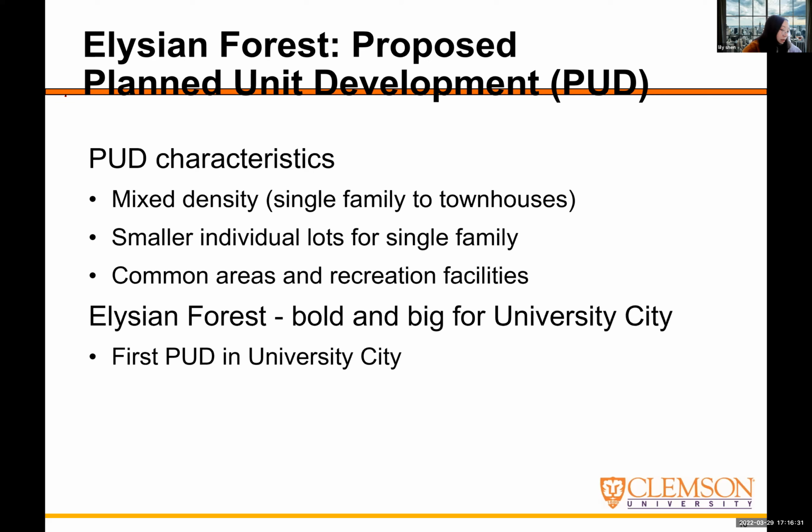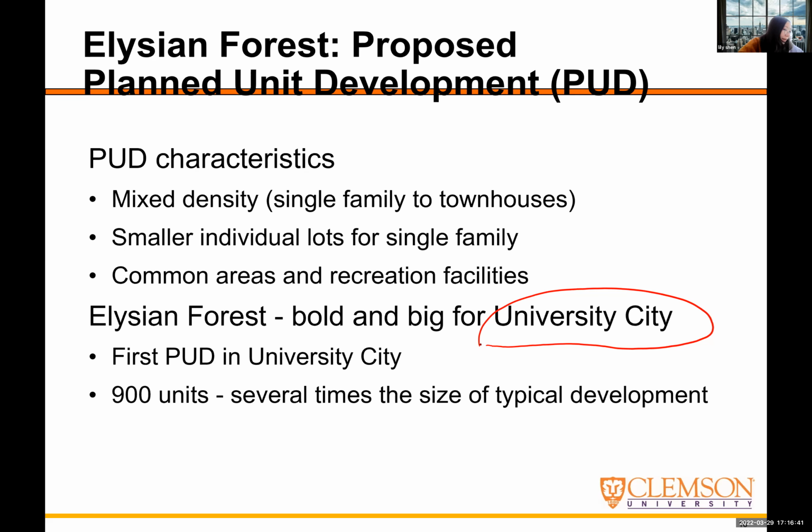Okay, so the location is in University City. It's bold and big, and the setup is similar to Clemson. So Elysian Forest is the first planned unit development in University City. It has 900 units. The typical development for that town, based on the book, is smaller than 900 units. So this is a very ambitious and big development.